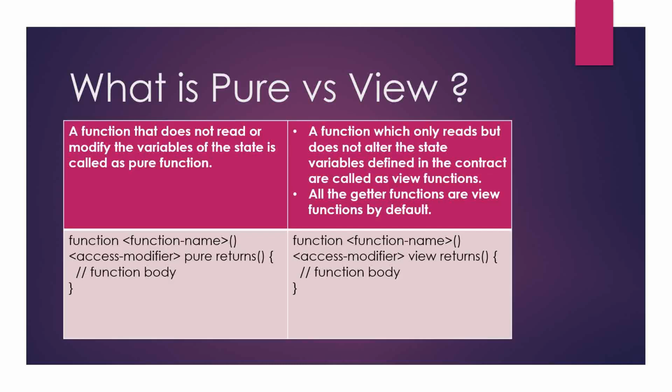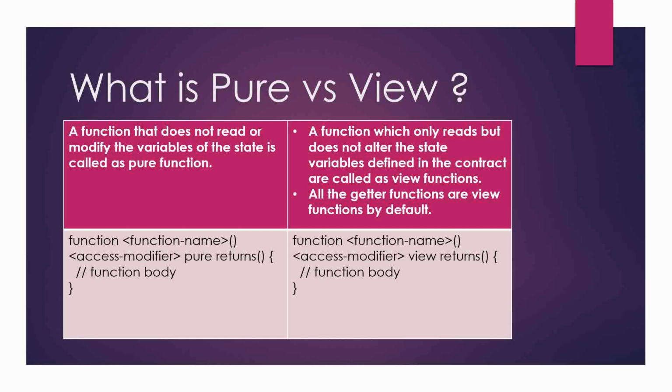A function that does not read or modify the values or variables of the state is called a pure function, whereas view is a function which only reads but does not alter the state of variables defined in the contract. Pure is a function which does not use any state variable in that particular contract, whereas view uses the state variables but does not alter them. A basic example of a view function is all the getter functions, which are created by default as view type.